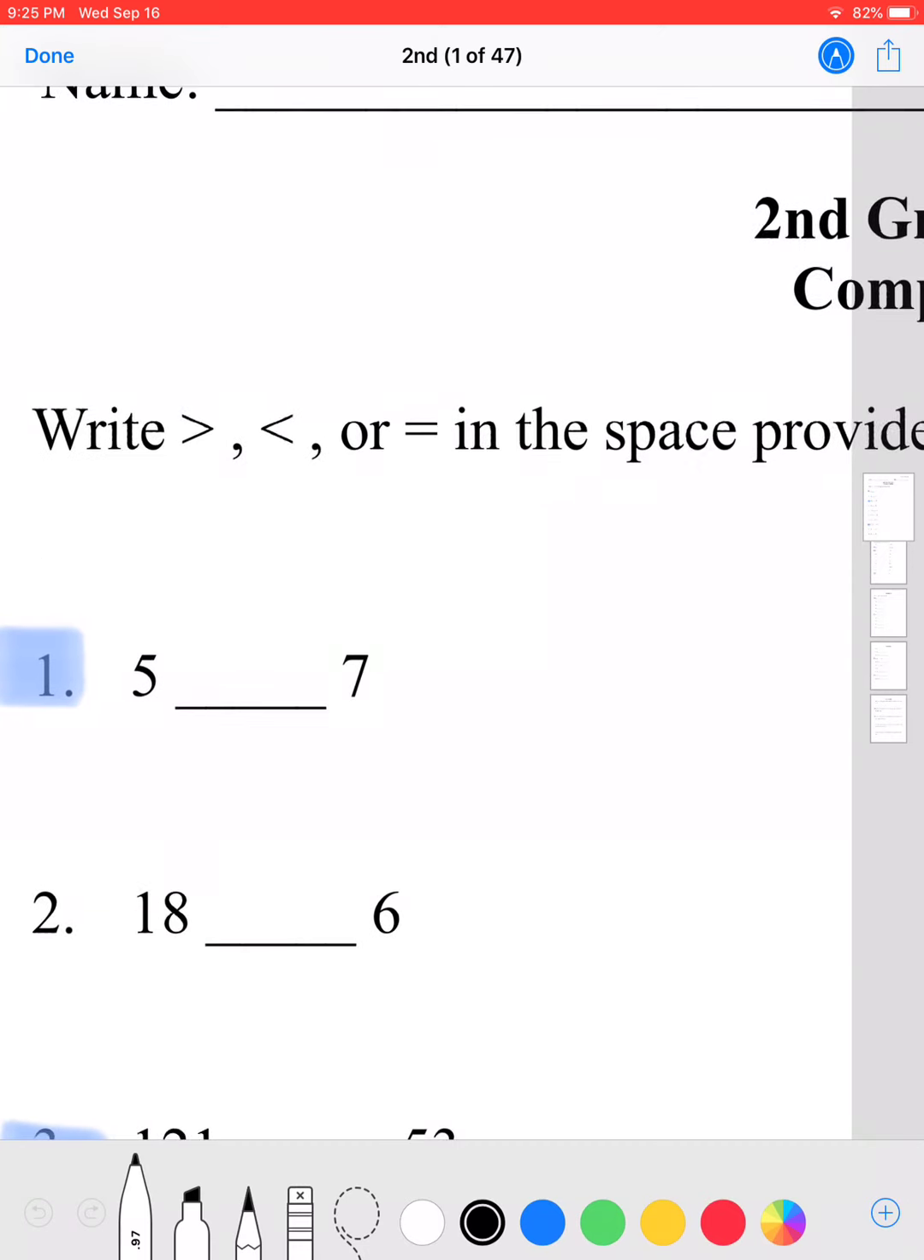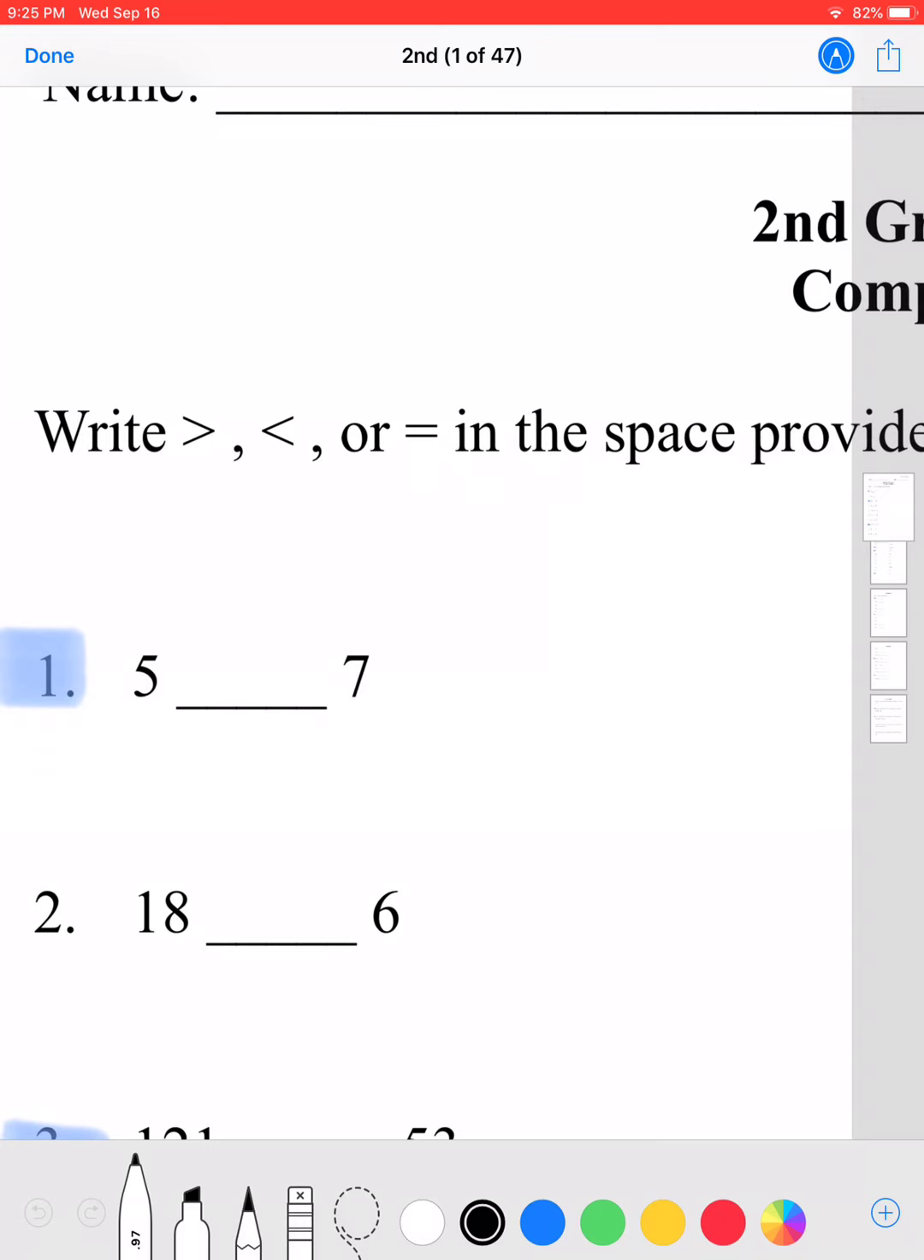So, for example, if we use it for 5, blank, 7, we're going to use one of these signs in the blank. The mouth wants to eat the bigger number because it's hungry. We know that 7 is bigger than 5. If you count, the number 5 comes before 7, so 5 is the smaller number and 7 is the bigger number. So the mouth will be facing 7, like it's trying to eat it like a Pac-Man, kind of. So what this says is 5 is less than 7.